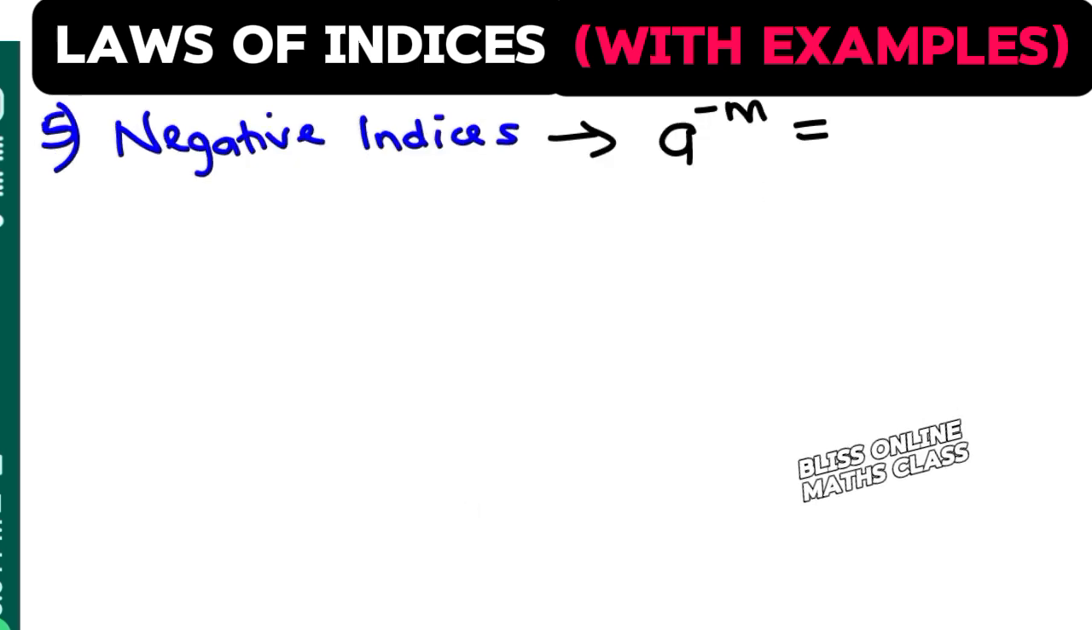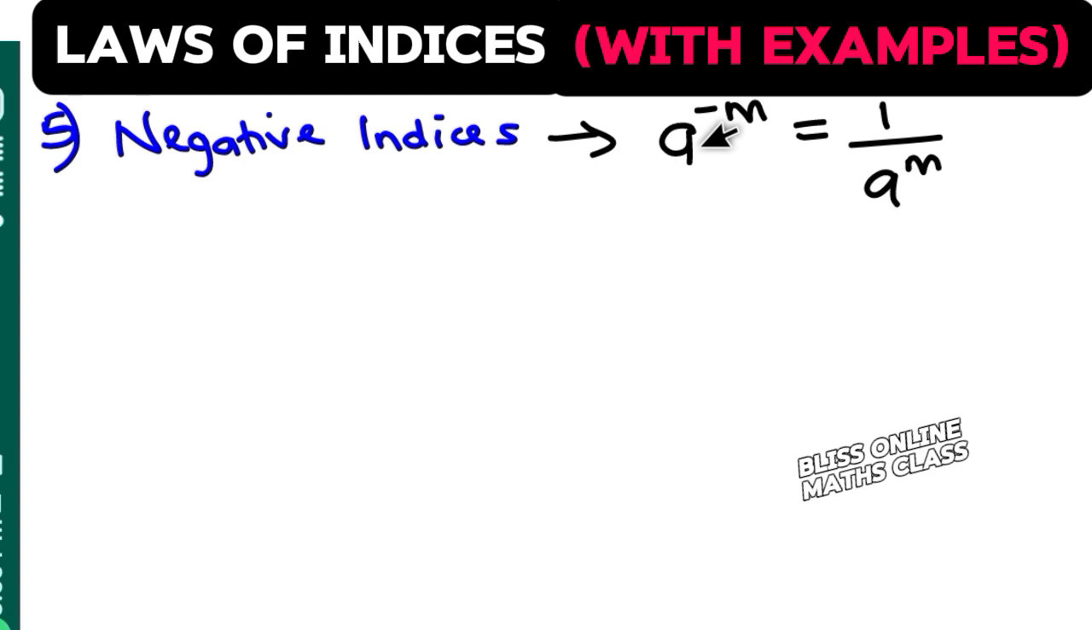And the fifth law is the negative indices, solving negative indices. And this is how it is expressed: a raised to the power of minus n. When you see an expression of indices like this, all you have to do is make this power become positive. And how do you do that? 1 over, you flip your a downwards. You make it an inverse proportion.